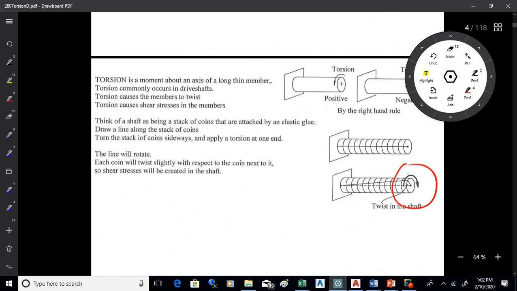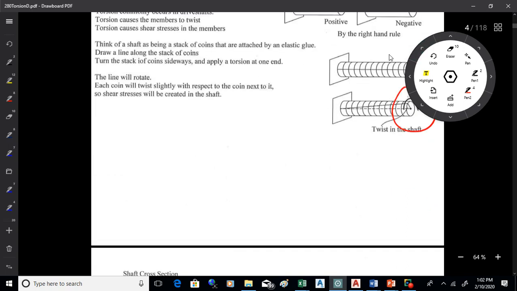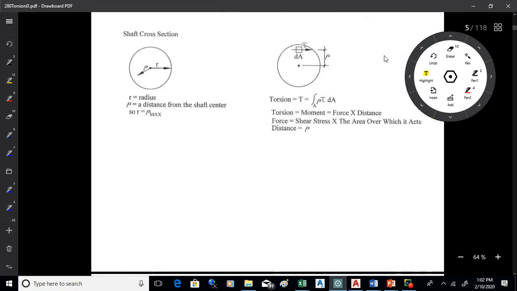that's going to twist each penny just a little bit with respect to the previous one. So if you start with a horizontal line down the stack of pennies and you twist it, that line will rotate a little bit. Okay, on the pennies themselves, you can look at a little area. There'll be shear stresses that build up as one penny tries to slide across the other.